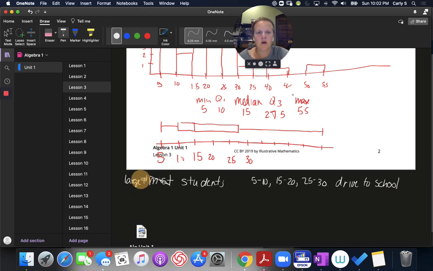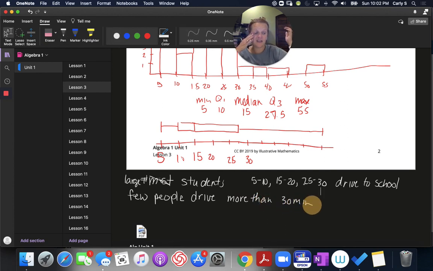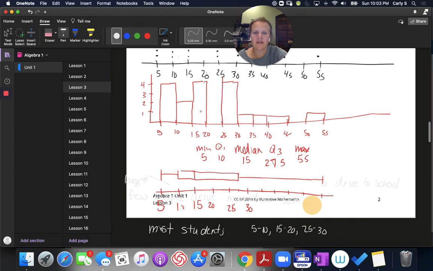We could say nobody drives 45 to 50 minutes. Very few people drive more than 30 minutes. These are all just observations. No people drove 45 to 50 minutes. No people drove less than 5 minutes. A lot of the data is clustered in that part right there, just here and here. I could say most of the data is clustered right here.